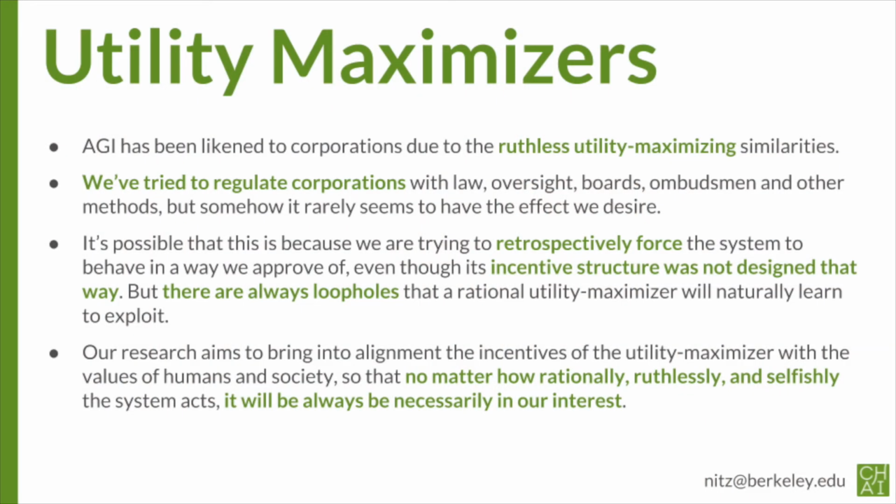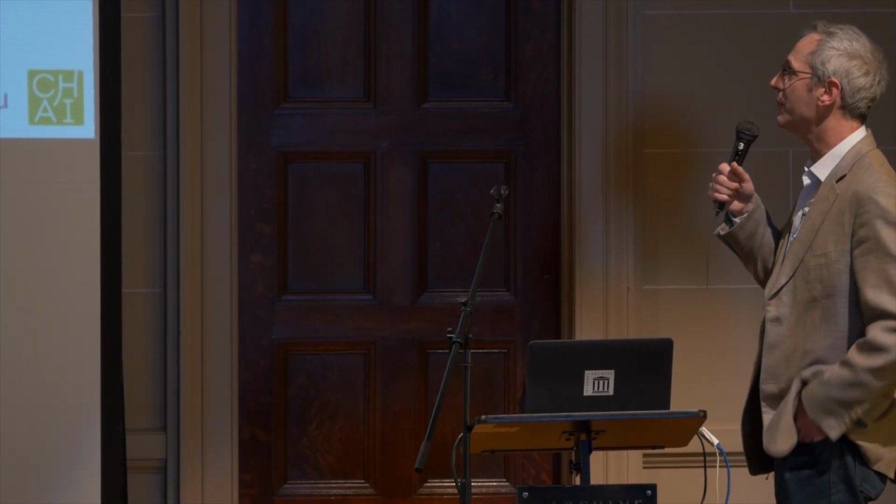So how does this all link to corporations? Well, if you think of a corporation as a utility maximizer, and the utility would be shareholder value, for example, then AGI looks pretty similar. It is ruthlessly maximizing its utility, just like a corporation might be. And the regulation is kind of an external attempt to bring corporations into alignment. But that's looking at it retrospectively, just as we do by building a system and then trying to make it safe.